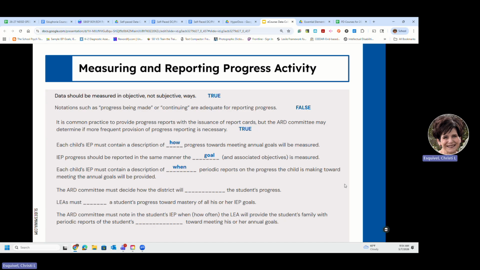The ARD committee must describe how the district will measure the student's progress. LEAs must report a student's progress towards mastery of all of his or her IEP goals. And the ARD committee must note in the IEP when or how often the LEA will provide the student's family with periodic reports of the student's progress towards meeting his or her annual goals.